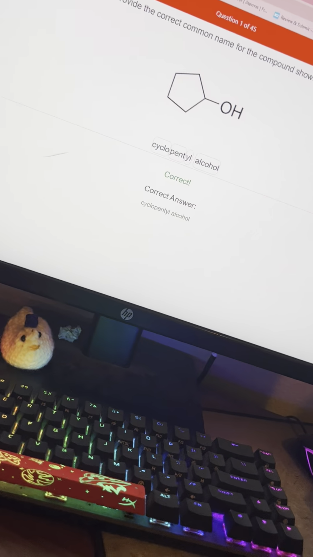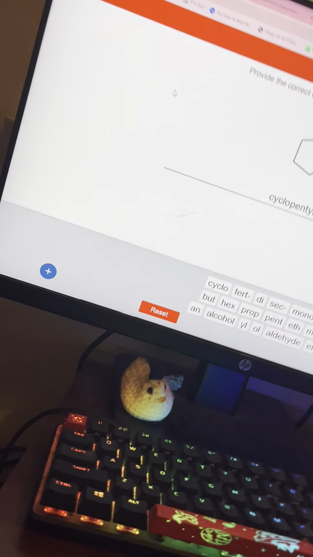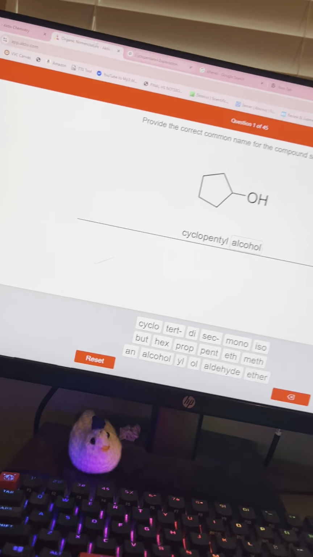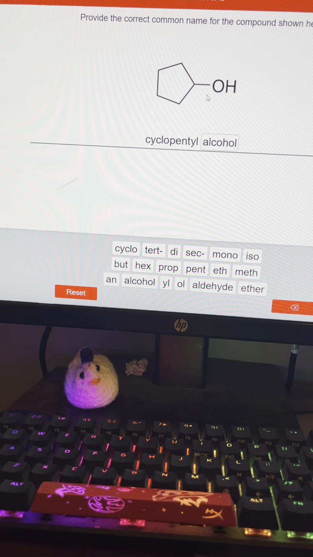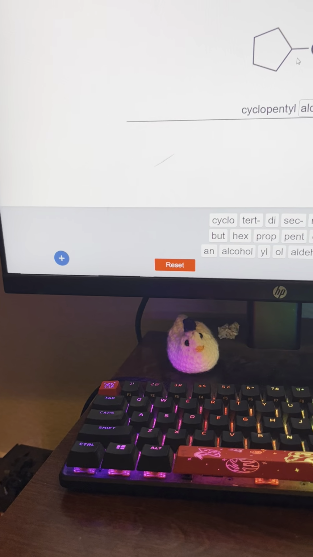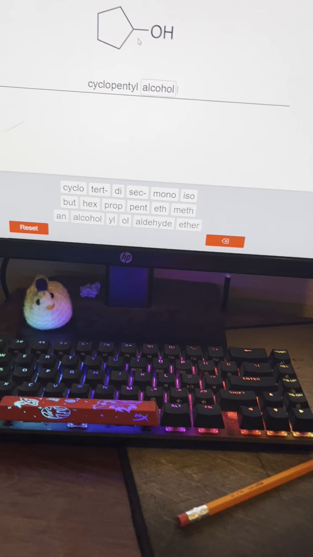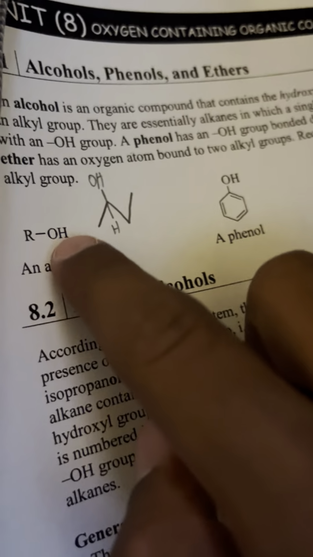Alrighty, so we got chapter 8. Chapter 8 is about the hydrocarbons again, but then it's mainly about alcohol. Alcohol is just OH. That's all that alcohol is.